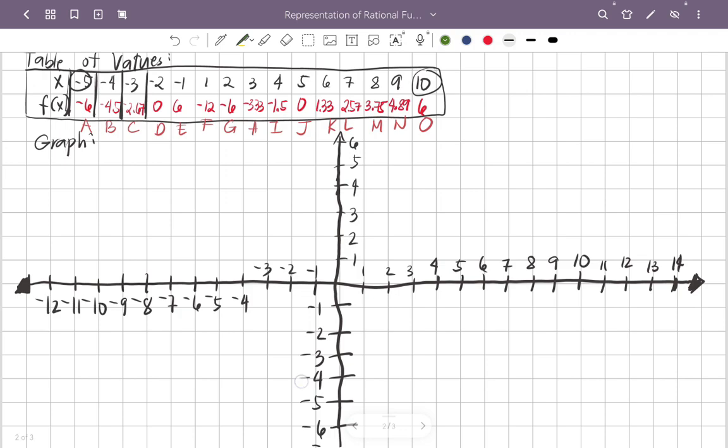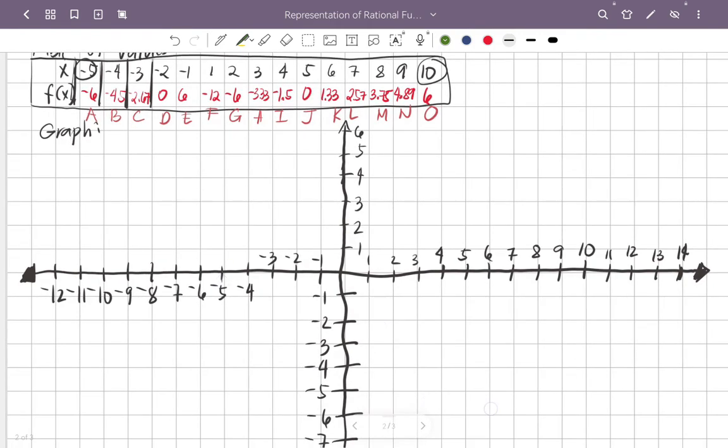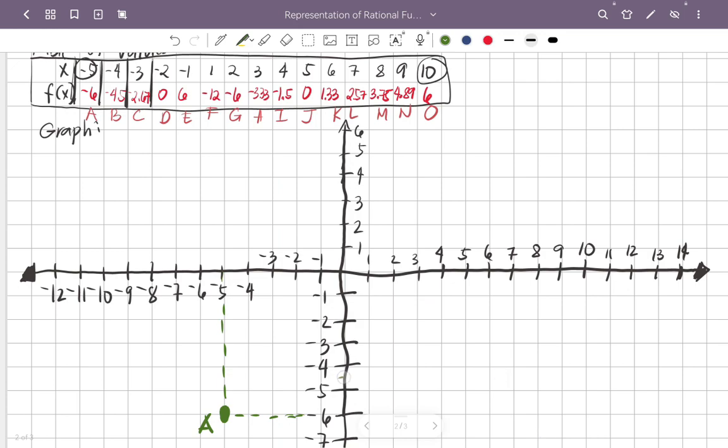A is negative 5 and negative 6. So, dere. Negative 6 and negative 5. Negative 5 is x and negative 6 na to kay y. So, that goes here. This is A. Now, let's proceed with B. Negative 4 and negative 4.5. Okay, this is negative 4.5. Tapos si 4. Negative 4 is this one. So, this one here is B.